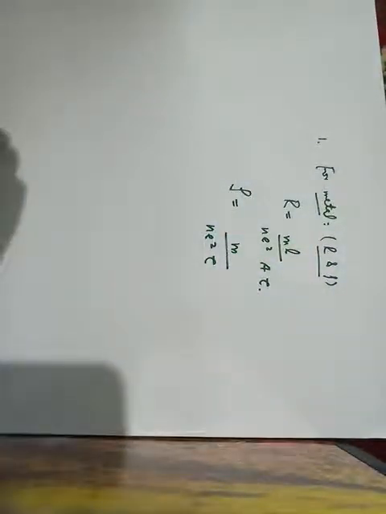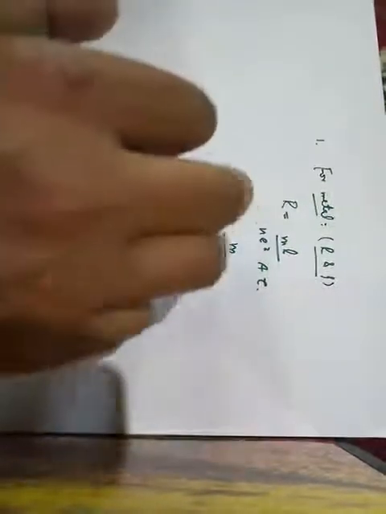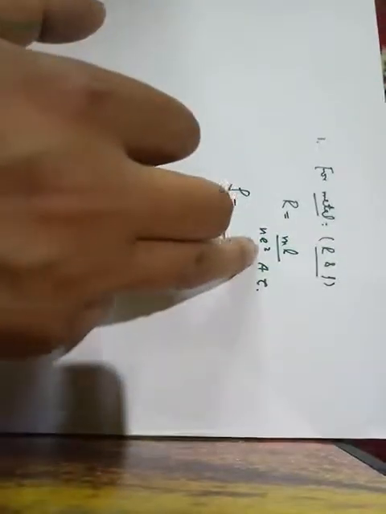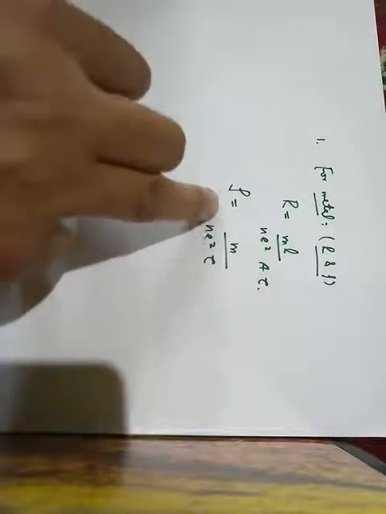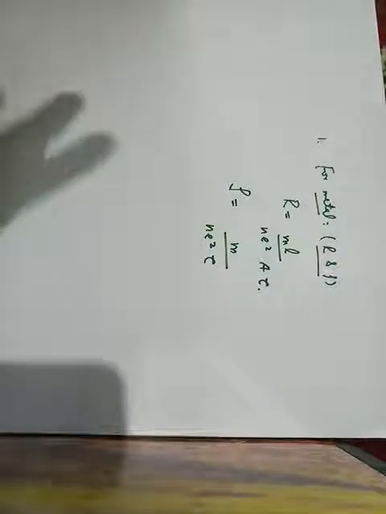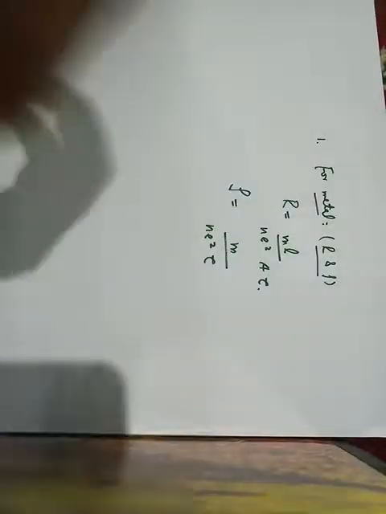This is our question. As we have the formula for resistance, R equals ml divided by ne square A tau, and resistivity, rho, is equal to m upon ne square tau. And you are familiar with the terms involved in the resistance and resistivity. Are you getting me? I'm just repeating this.